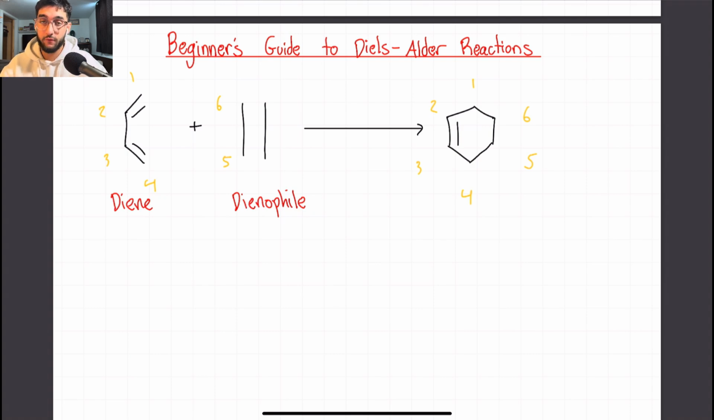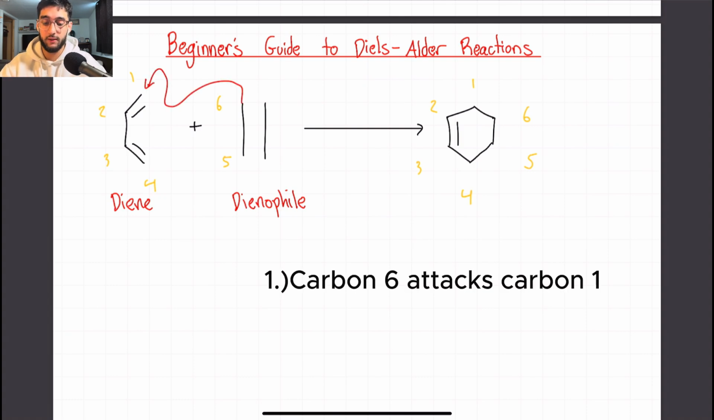Okay, so from here, we're going to jump into the reaction, and these are going to be the 3 key steps that you have to memorize in order to be able to solve any type of Diels-Alder reaction. So first, carbon 6 is going to attack carbon 1. This is going to make a single carbon-carbon bond between carbon 6 and carbon 1, and that's why we see these 2 connected on the product side.